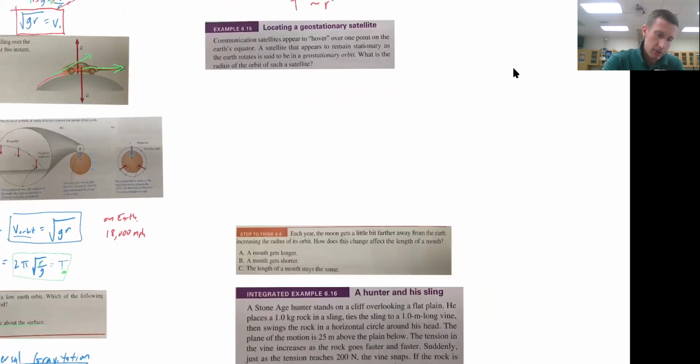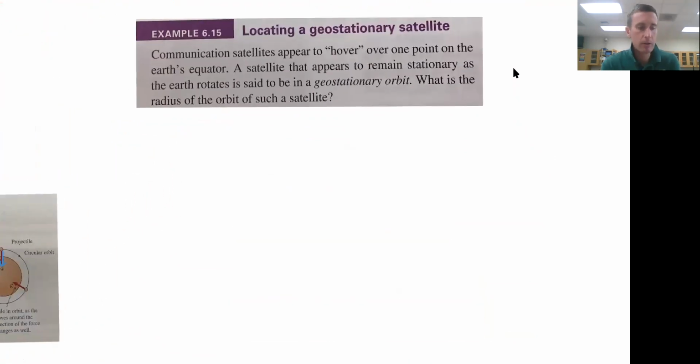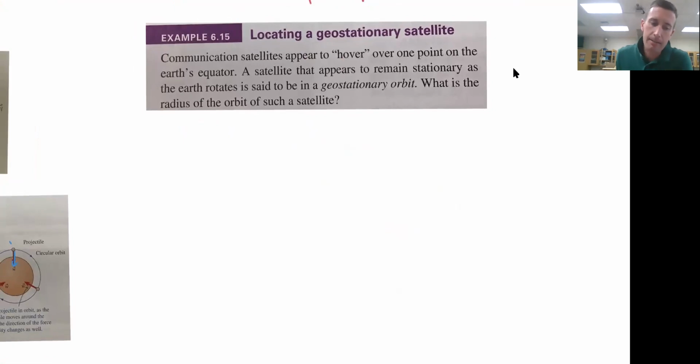Okay, so let's do a little example. I think we just have 2 more examples and we're there. So locating a geostationary satellite. Communication satellites appear to hover over one point on the Earth's equator. A satellite that appears to remain stationary as the Earth rotates is said to be in geostationary orbit. What is the radius of the orbit of such a satellite? Okay, so I need the radius.